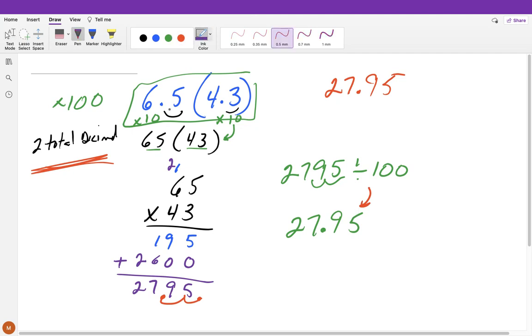But you guys might have learned it before of just counting your decimal places. So 1 and 2. So we moved 2 total decimal places. So at the end, I need to move it 2 total decimal places. Either one is fine.